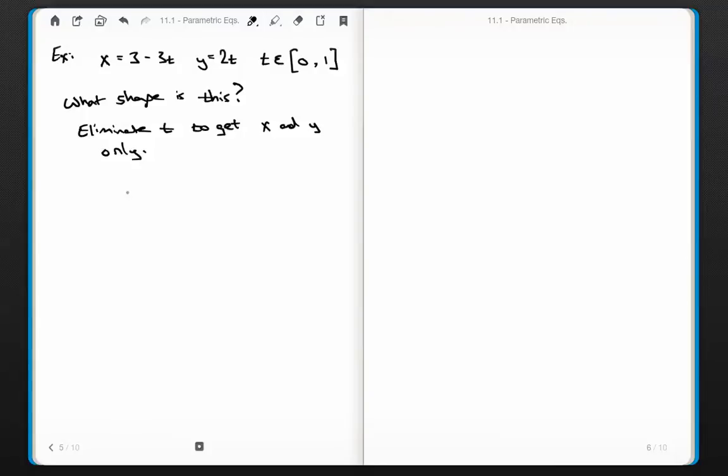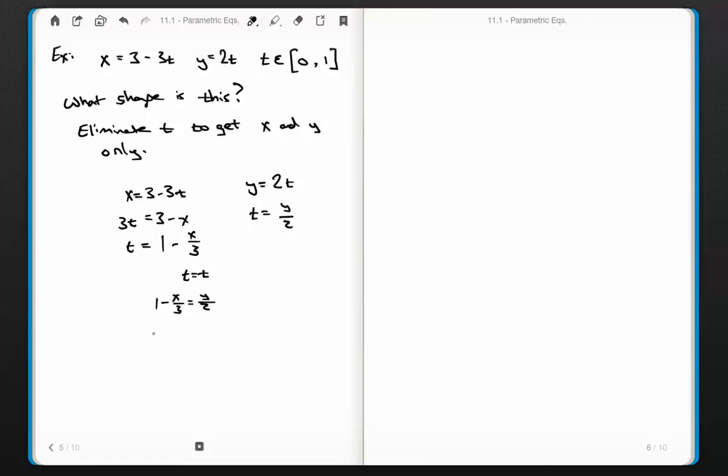We'll say that x equals 3 minus 3t, so we add 3t to both sides, and then 3t equals 3 minus x, and we divide those out and say that t equals 1 minus x over 3. We'll do the same thing over here with y equals 2t. That one's a little easier: t equals y over 2. Well, t equals t, so that means 1 minus x over 3 must equal y over 2.